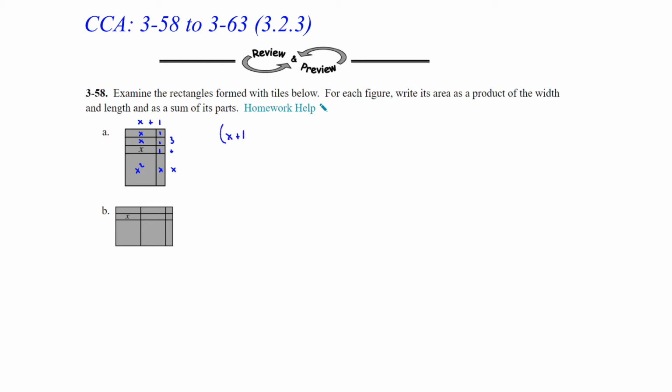So the product is x plus 1 times x plus 3, and that's equal to the sum of its parts, which we have 1 x squared tile, 4 x tiles, and 3 unit tiles.